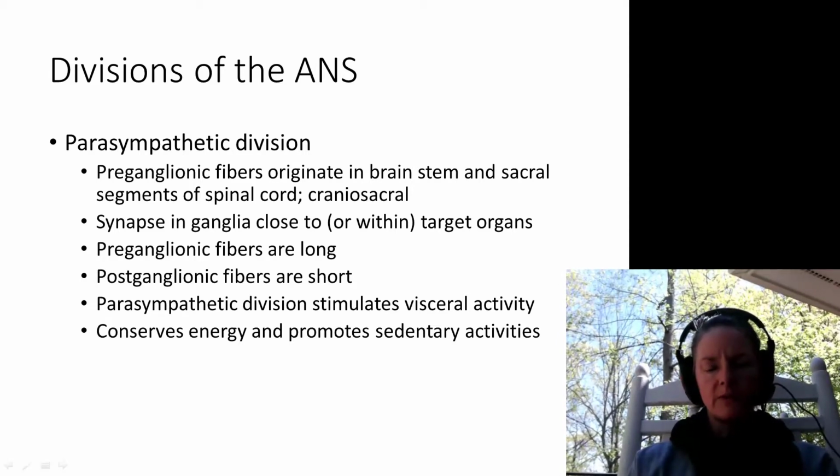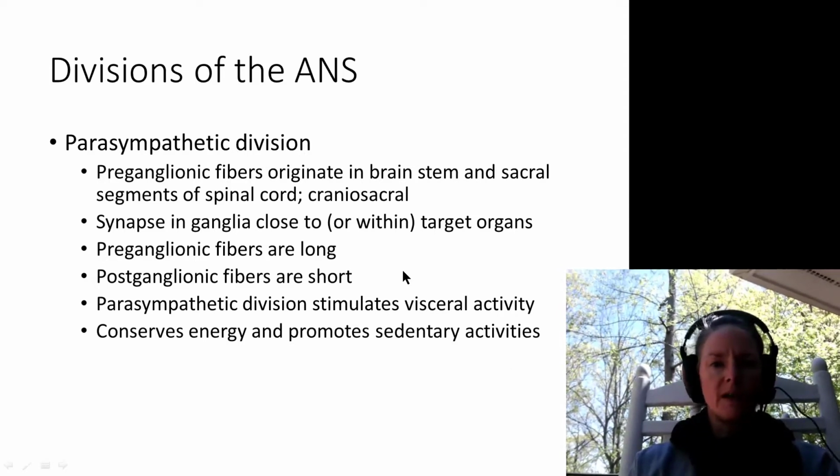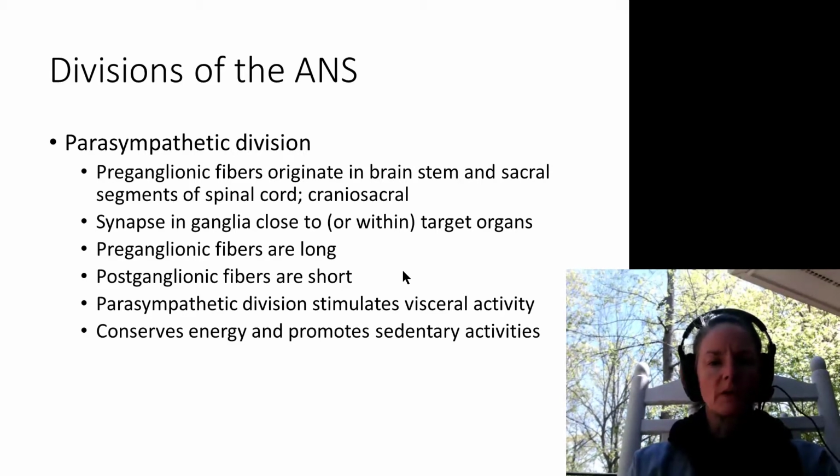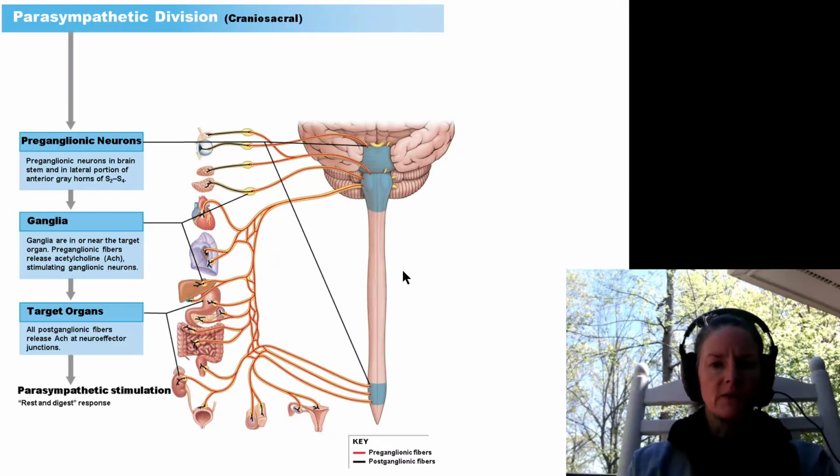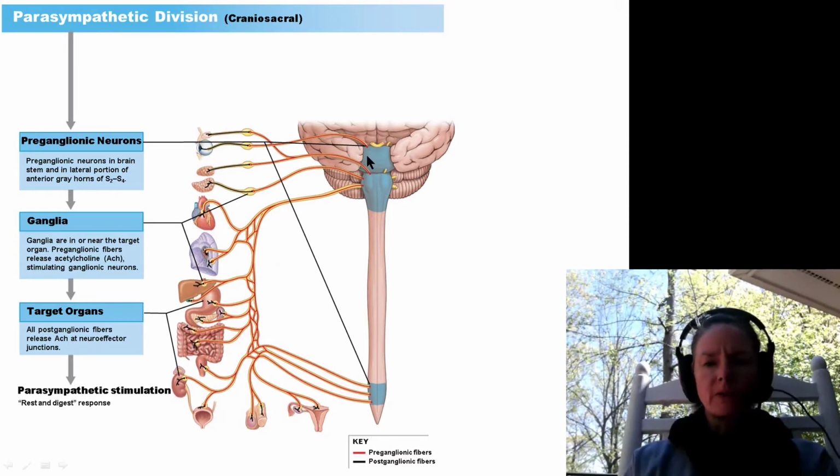So we also have some differences in the organization of these systems as well. For example, we'll see that the circuit diagrams, if you will, are a little bit different. So let's actually have a look here. The main nerves that we're going to be dealing with will be cranial nerves 3, 7, 9, and 10. And these will be arising from brainstem areas. And then we're going to have sacral nerves 2 through 4. For this reason, this parasympathetic division is often called the craniosacral division.